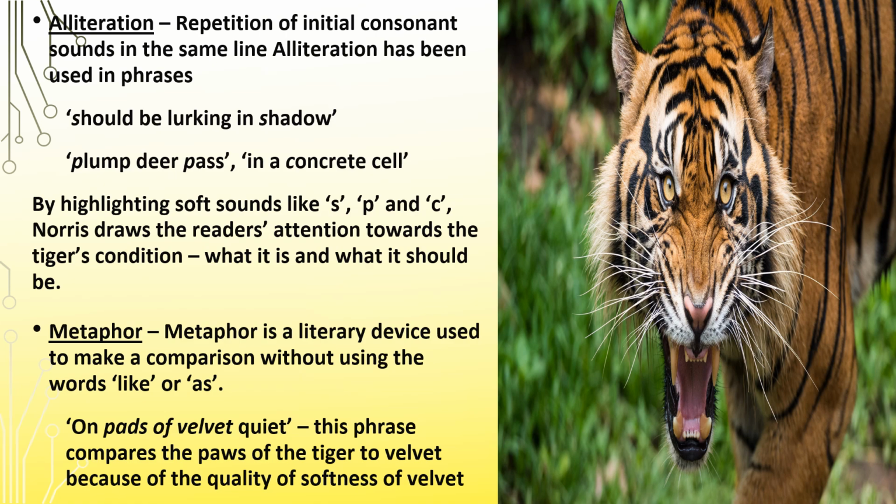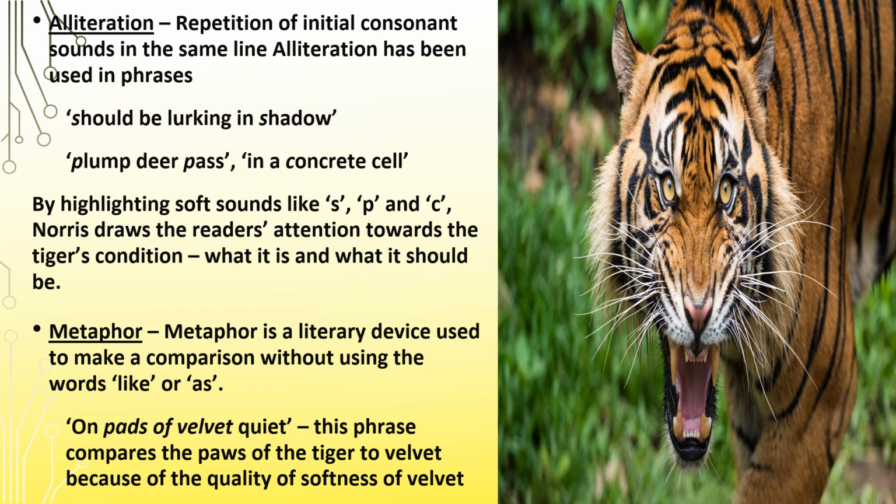So now we are going to discuss alliteration and metaphor. Alliteration is the repetition of initial consonant sounds in the same line. Examples are given to you: should be lurking in shadow, plump deer pass, in a concrete cell. So the poet has highlighted the soft sounds like S, P, and C.